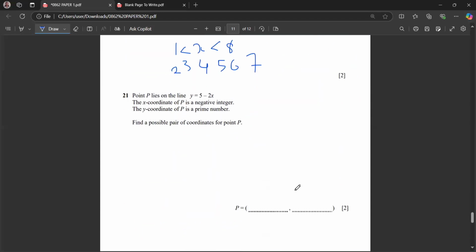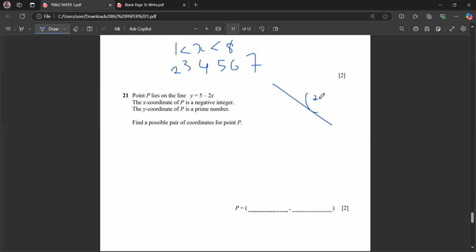Point P lies on the line y equals 5 minus 2x. The x coordinate of P is a negative integer. The y coordinate of P is a prime number. Find a possible pair of coordinates for point P. So they already said point P lies on the line. So any point that lies on a line, they have given the equation of it, means all those points on the line should satisfy the equation.